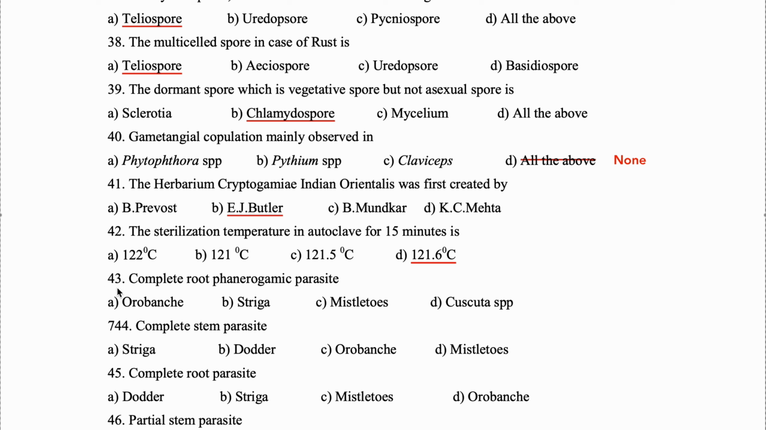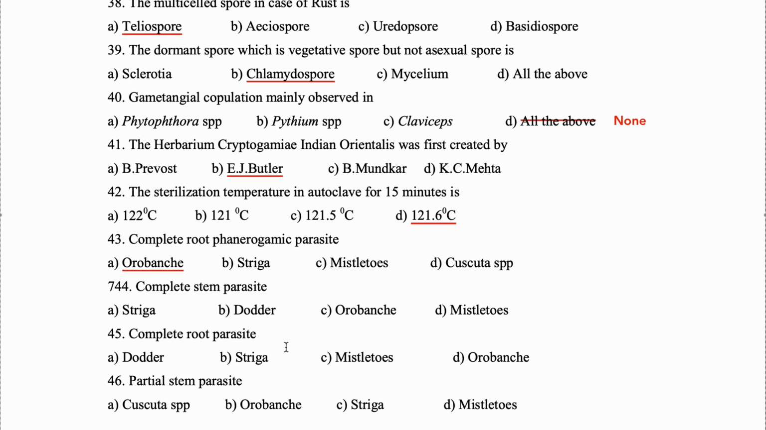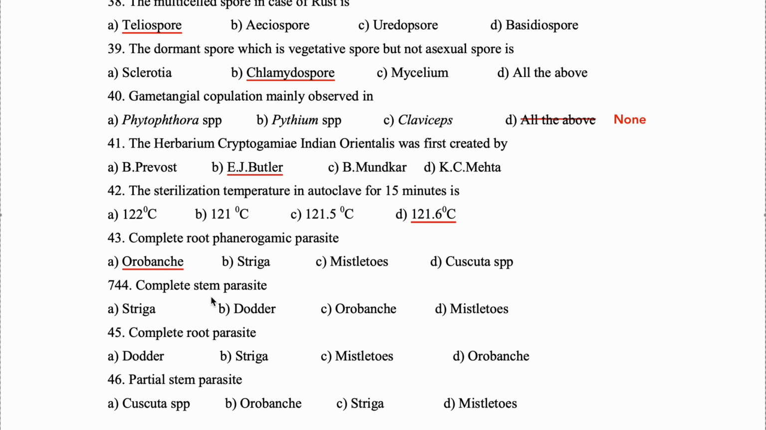Okay. Question 43. Complete root phanerogamic parasite. The answer is Orobanche. Just remember it, learn it, mug it up. All these options are examples of phanerogamic parasites. We just need to know which one is complete root parasite, partial root parasite, complete stem parasite, and partial stem parasite, right? Like next we have complete stem parasite. It will be dodder or Cuscuta.